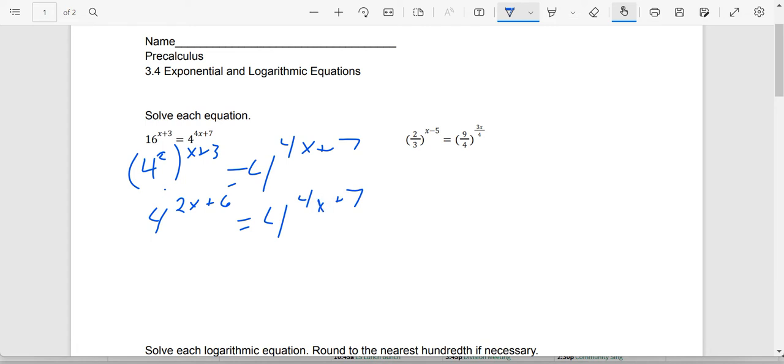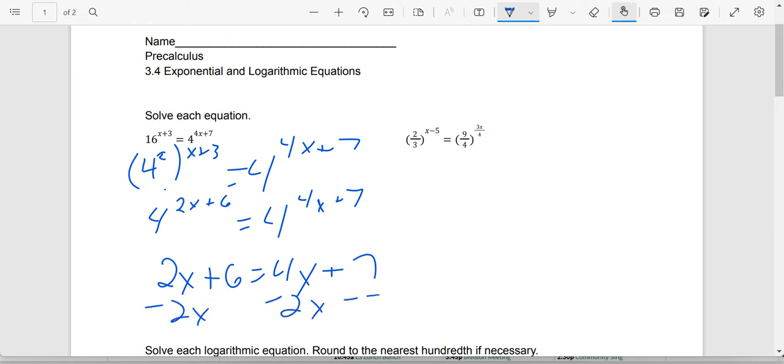Now that we have the same bases, we can just set the exponents equal to each other. So 2x plus 6 equals 4x plus 7. Subtract 2x, subtract 2x, subtract 7, subtract 7. Negative 1 equals 2x, divided by 2, divided by 2. Negative 1 half equals x.